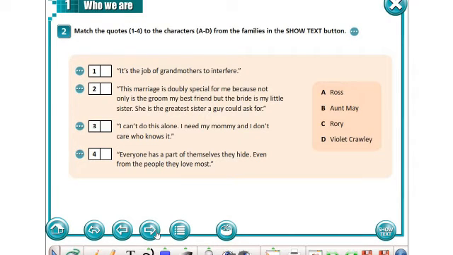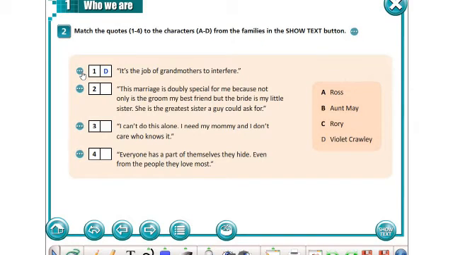The next exercise concerns the same video, and we are going to match the quotes 1 to 4 to the characters A to D from the families in the show text bottom. Now, I think this is very easy. You can do it by yourself, but yes, it's the job of a grandmother to interfere.